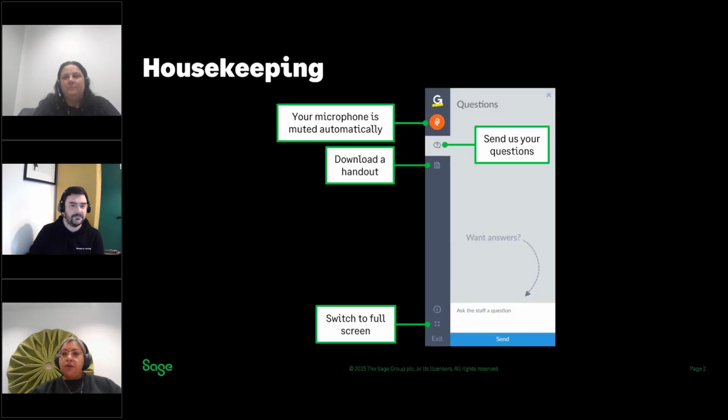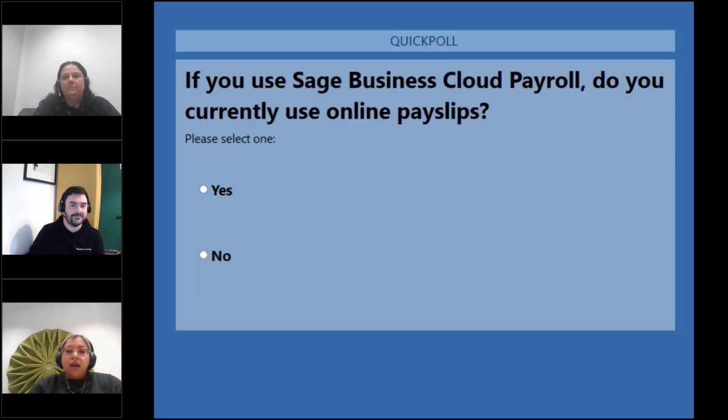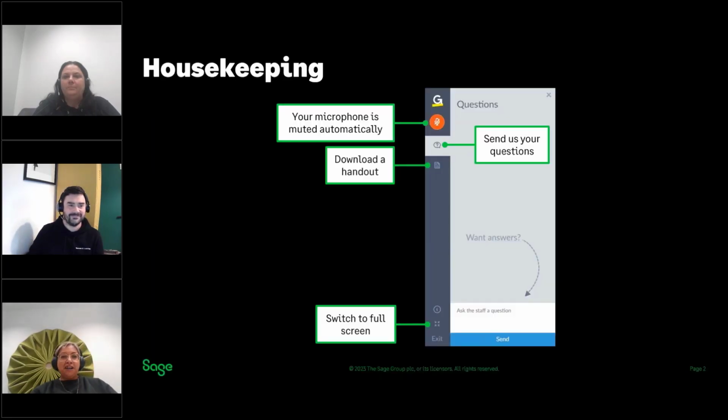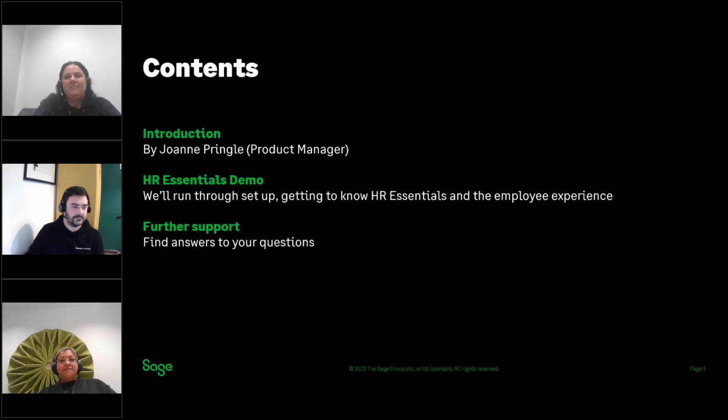We have a follow-on question to that, and I will launch that for you now. Many of you are saying that you do use Sage Business Cloud Payroll. If you do use Sage Business Cloud Payroll, do you currently use our online pay slips feature? Please let us know. Similarly, we'll just give it a moment to give people time to make selections. Wonderful, that's 40 seconds of submission time for you, so we'll call it a day there. Thank you for your answers there, everyone. So great, let's get started.